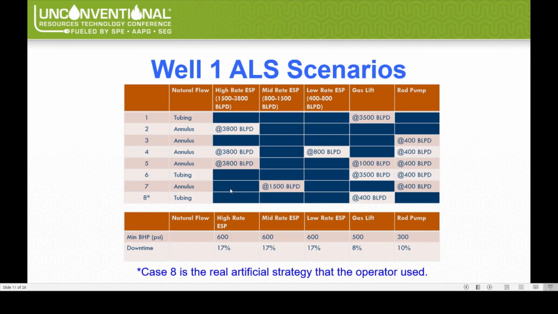For well 1, or that Wolfcamp D well, the asterisk represents what the operator ended up using for that particular artificial lift strategy.